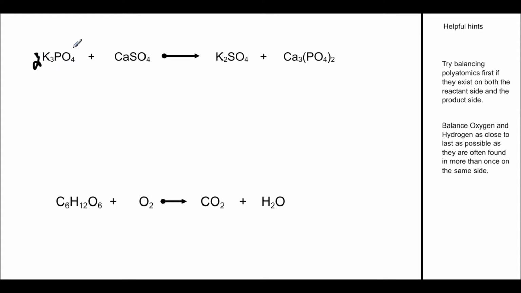That's going to give me 2 phosphates, and I have 2 phosphates here. Let's look at the other polyatomic, 1 sulfate, 1 sulfate. That part's good. Now we can move on to the other elements in this particular equation.